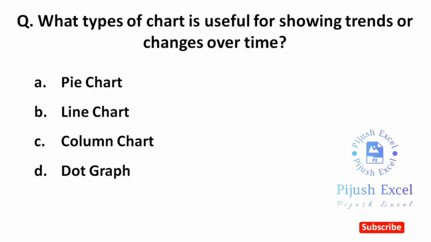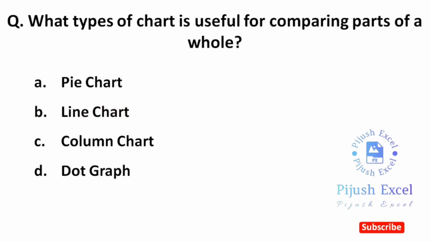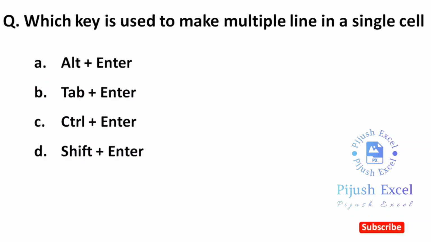Next question, what type of chart is useful for showing trends of change over time? Option B. Next, what type of chart is useful for comparing parts of a whole? Option A, pie chart. Next, which key is used to make multiple lines in a single cell? Option A, Alt plus Enter.